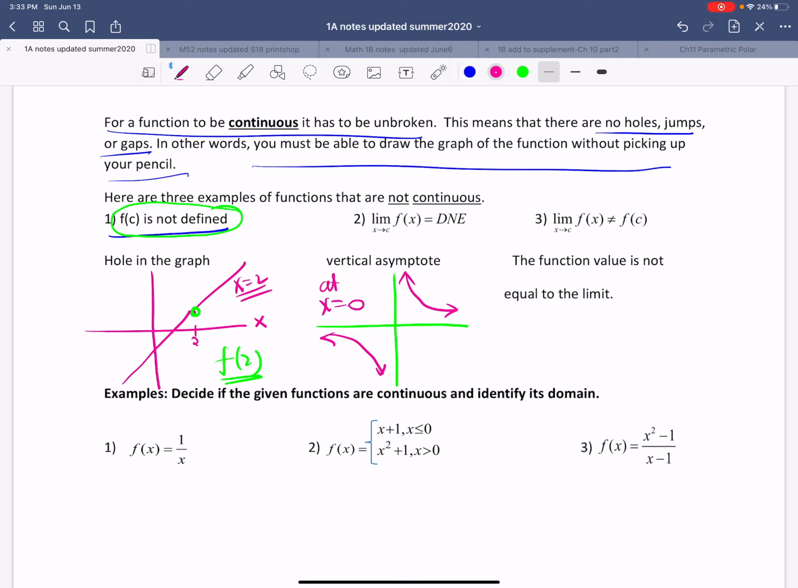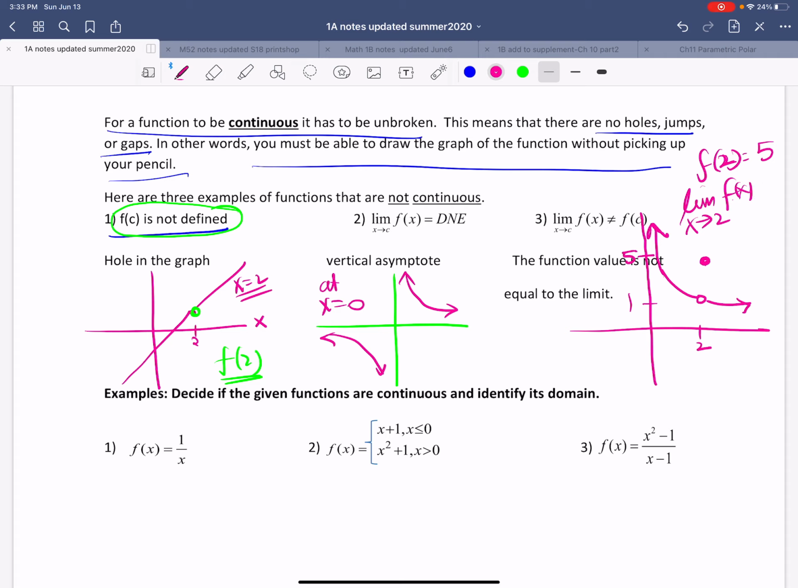The next one: the function value and the limit are not equal. This, again, can have many examples. So I'm just going to draw one. The function value f of 2 is equal to 5, but the limit as x approaches 2 of f of x is equal to 1. So the limit is something different than the value of the function at that point. Both of them do not match. Then again, we would say the function is not continuous.